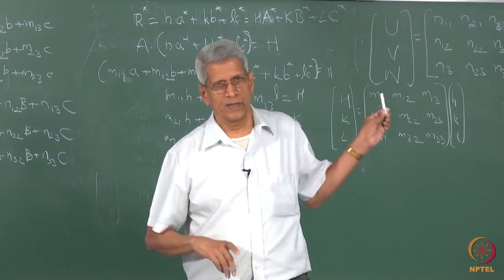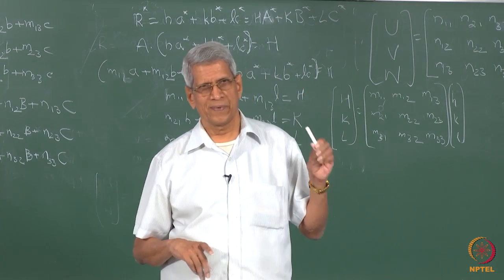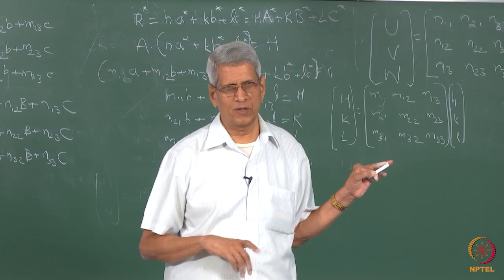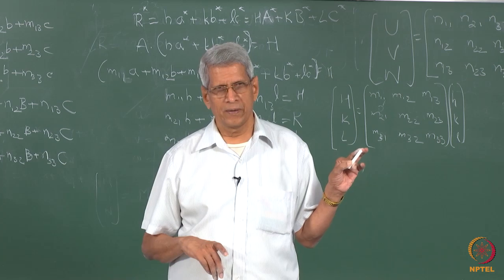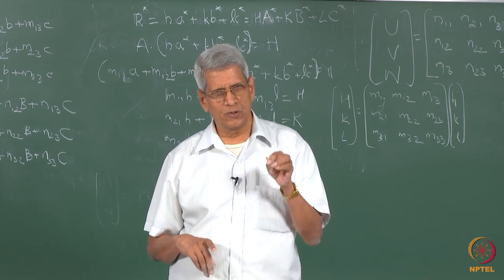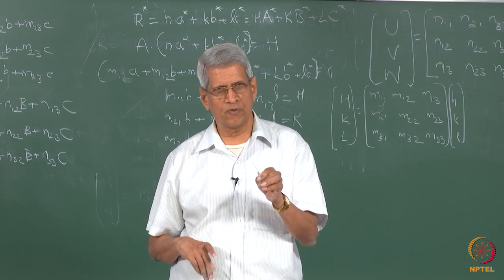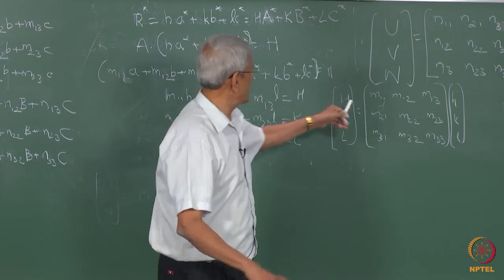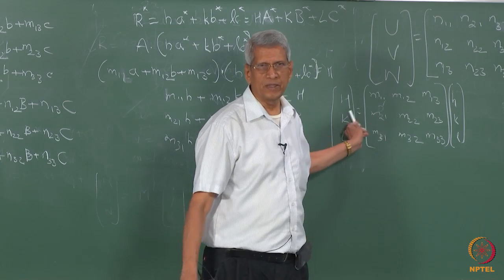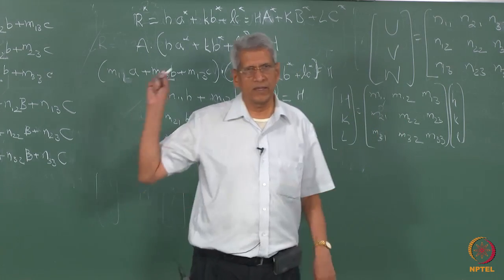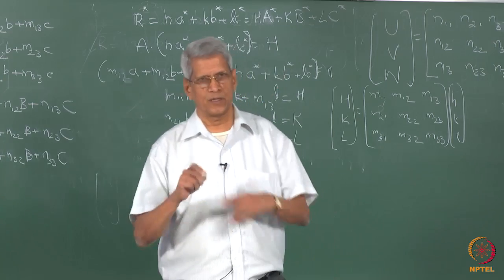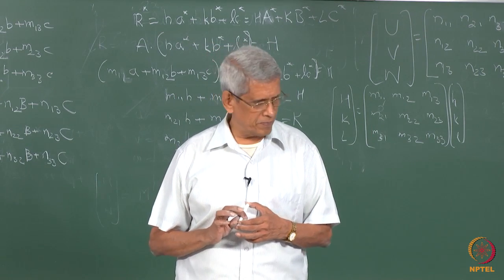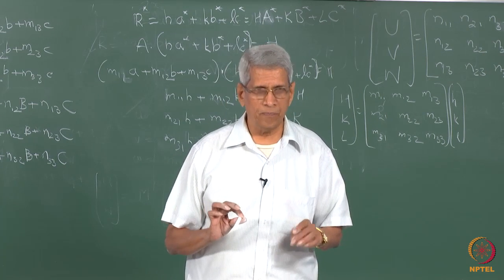What one should notice is that when we go from the Miller indices in the old system to the Miller indices of the new system, the same matrix which we had used, the transformation matrix to go from the old coordinate to the new coordinate, the same matrix is coming in this transformation also. Whereas in the case of direction, it turns out to be the transpose of this matrix, correct? Is this clear? Okay.